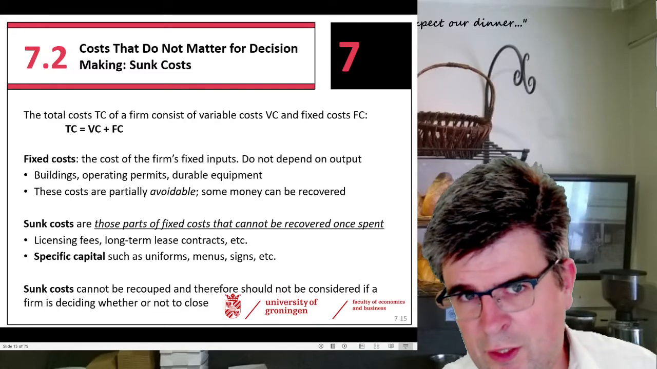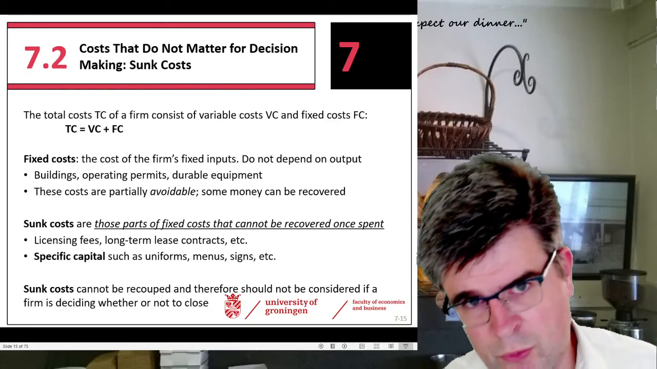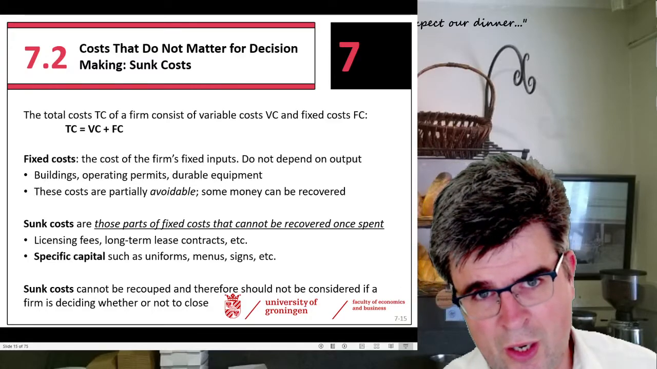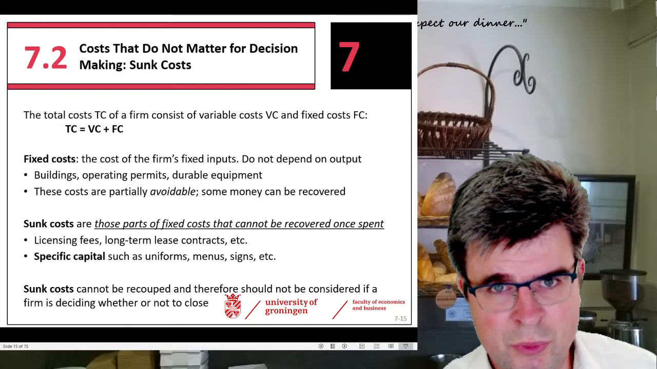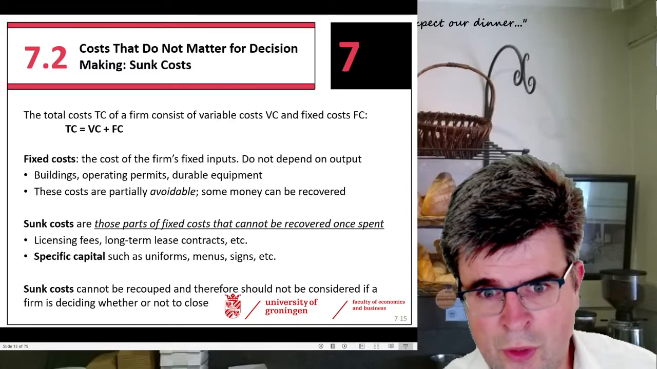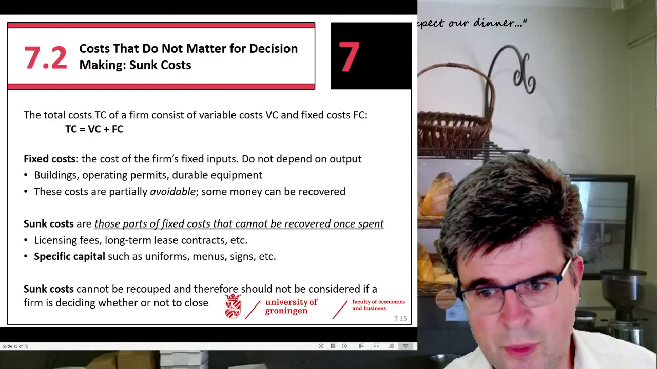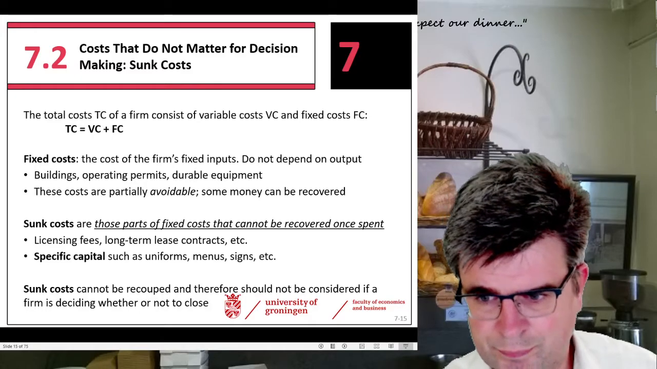So the sunk cost cannot be recouped. Independent of whether you produce and are active in the market or not, the sunk costs do not change. So it should not influence your decision whether to produce or not.